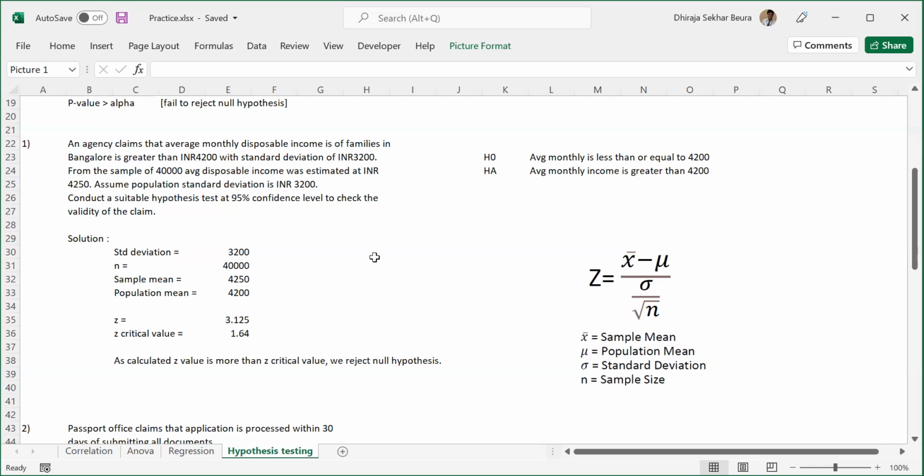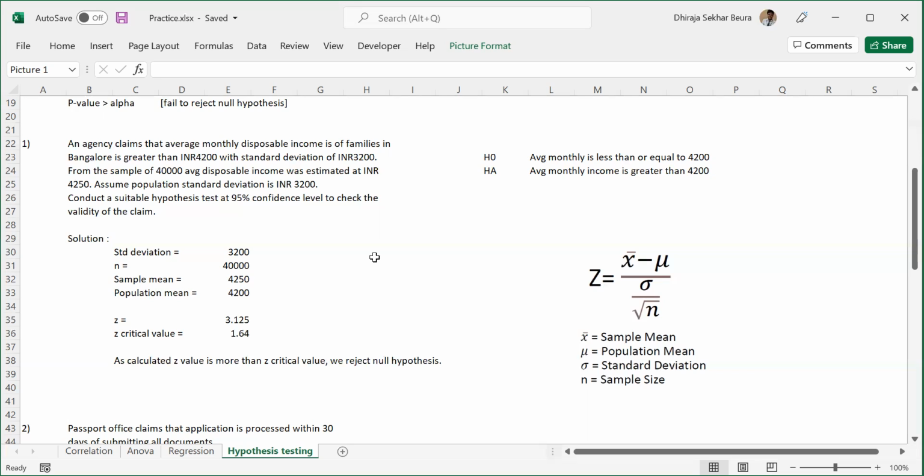He's actually right. Sami, you are absolutely right. This is actually an alternate hypothesis, because the greater than is there and it is a claim. So what will be the null hypothesis for this? Exactly opposite of it. If the claim is greater than 4,200, then the null hypothesis will be less than or equal to 4,200. Make sense, everybody?